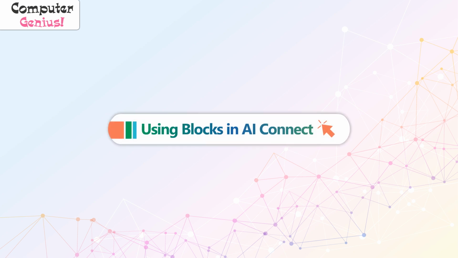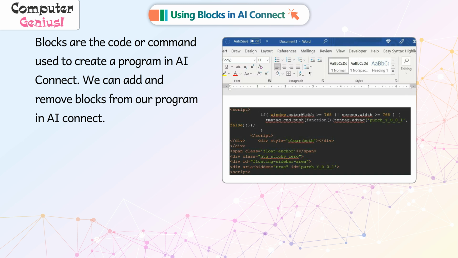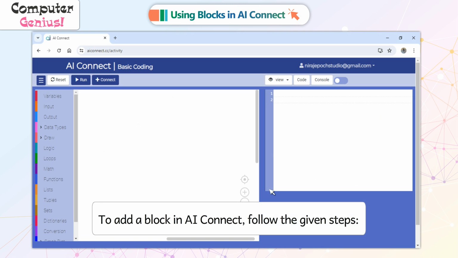Using blocks in AI Connect. Blocks are the code or command used to create a program in AI Connect. We can add and remove blocks from our program in AI Connect. Adding a block. To add a block in AI Connect, follow the given steps.